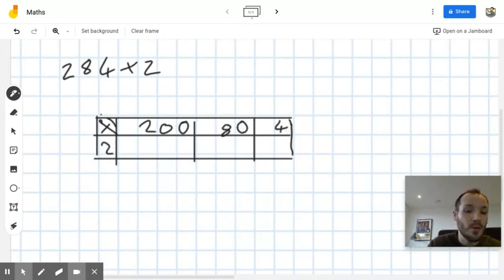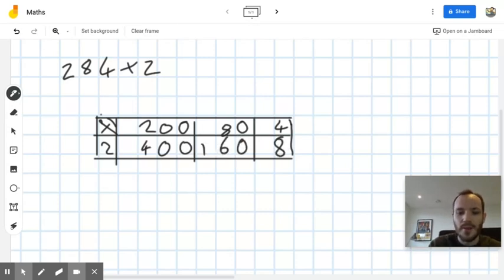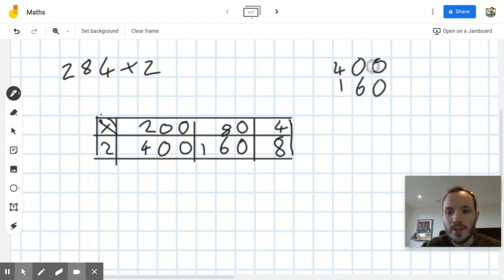2 times 2 equals 4, 4 times 100 equals 400. 2 times 8 equals 16, 16 times 10 equals 160. And 4 times 2 equals 8. Recombine them. I'm going to do a really big one here. 400, 160. Make sure your zeros don't look like 6s. I sometimes do that. And 8.